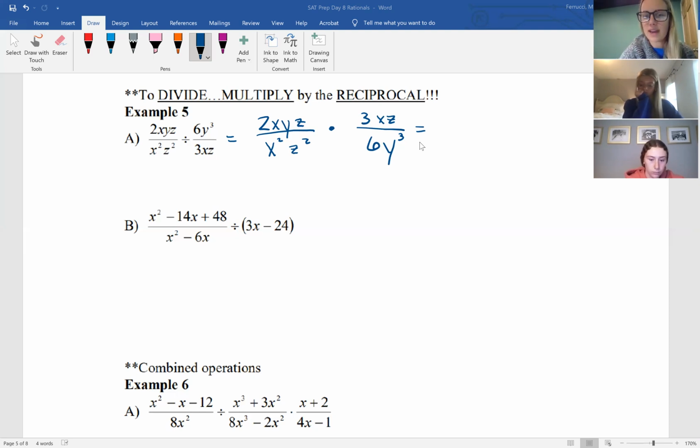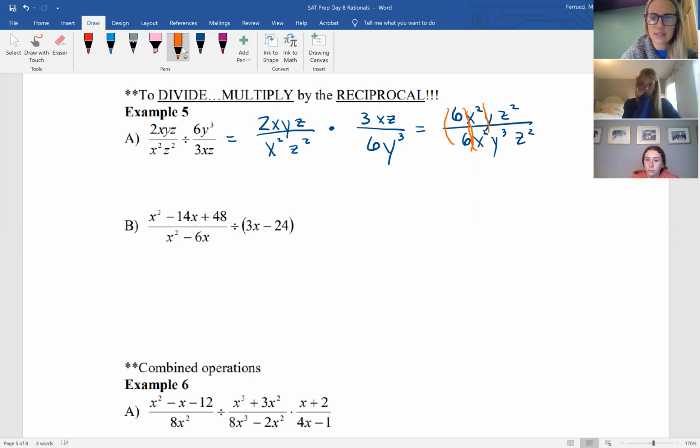So when I multiplied on the top, I ended up with 6x squared y z squared. And on the bottom, I ended up with 6x squared y cubed z squared. So then you can separate it like this. I know the parentheses are a little funky this time around because I did them too close together. But 6 divided by 6 is 1, they cancel out. X squared divided by x squared is 1, it cancels out. Same with this one. So you are left with y over y cubed.